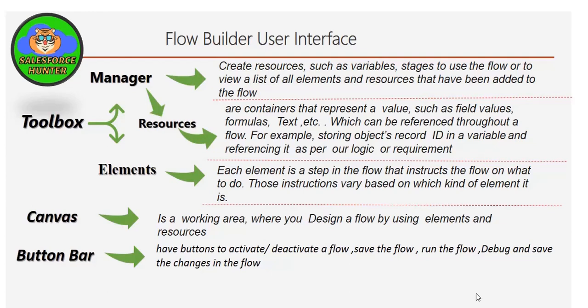So what do resources do? Resources are basically containers that store values such as field values, formulas, text, etc., which can be referenced throughout a flow. Basically, you can reference them anywhere in the flow as per your requirement or logic. For example, suppose we create a variable, which is a type of resource, to store an object's record ID, basically any object ID depending on our requirement and logic, and we can reference it according to our logic. Hope that gives you a brief understanding of this.